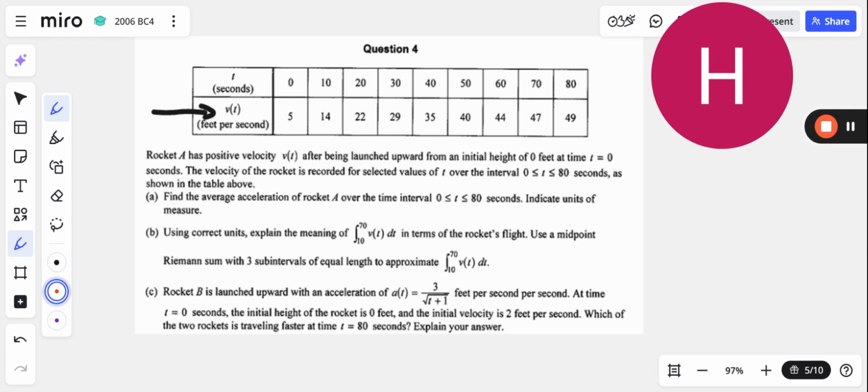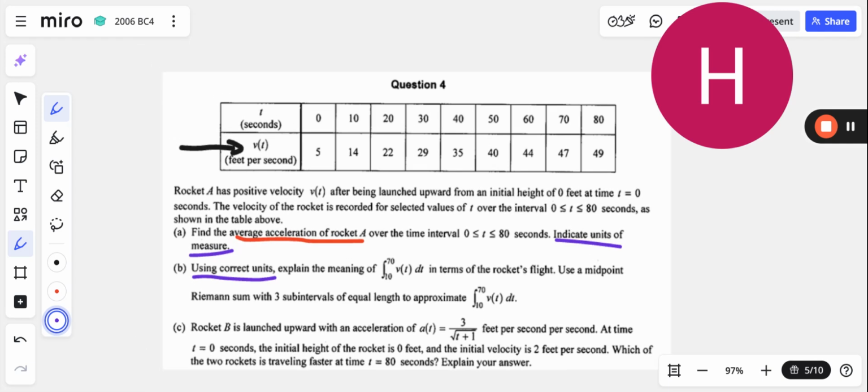Find the average acceleration of rocket A. Average acceleration, and do not forget to use units, indicate units, even on part B. Look at that, using correct units. Muy importante. We've got to keep these units so that we don't lose points.